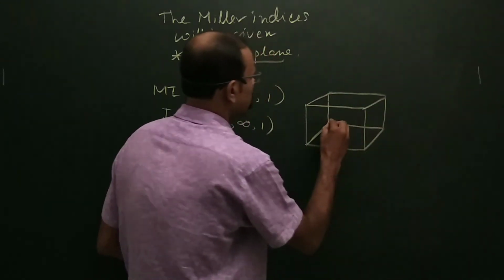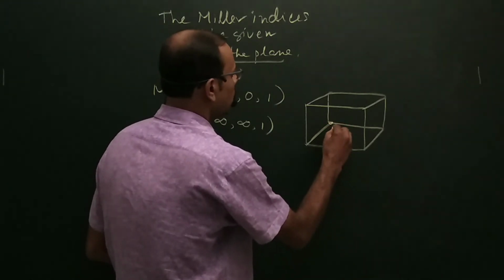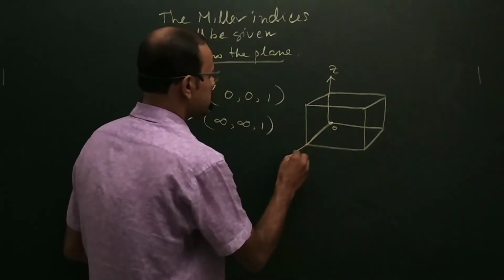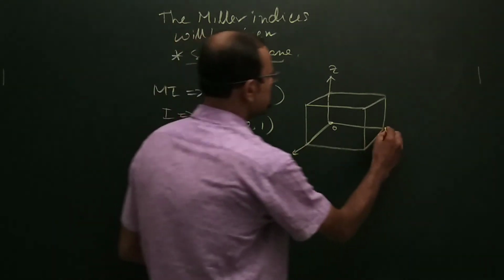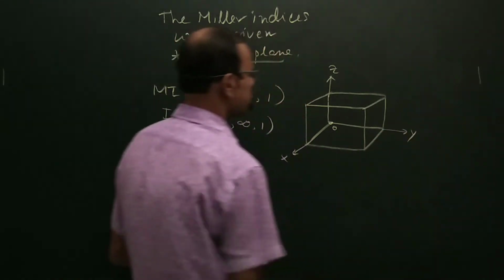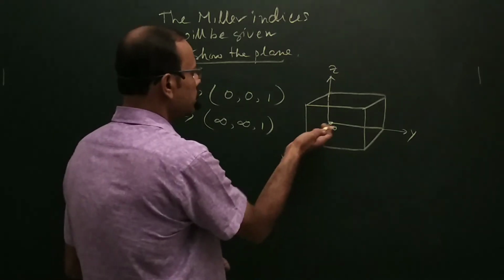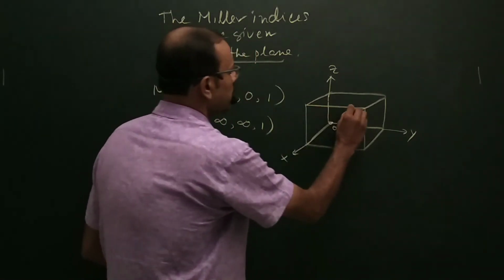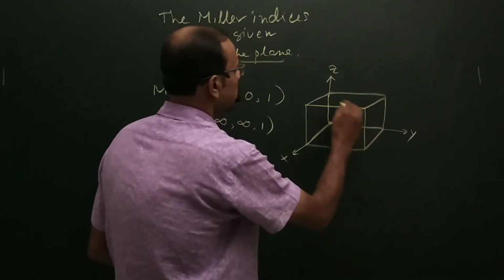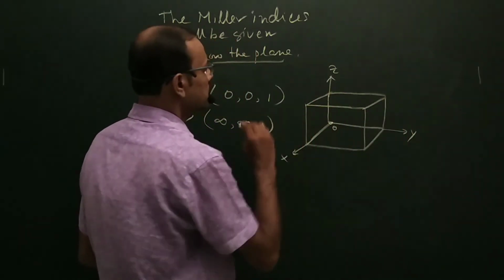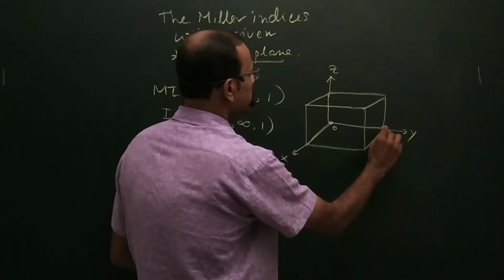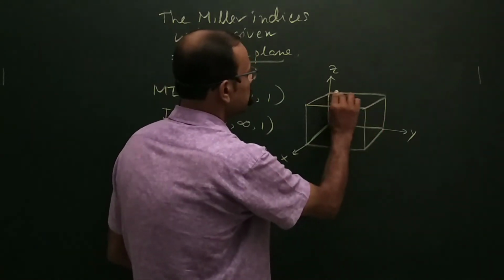I am taking this as origin O, this is Z axis, this is x axis, and this is a y axis. So the plane is parallel to x axis. Parallel to x axis means it may be this one, it may be this one, it may be this one, it may be this one. Okay? Parallel to y axis means it may be this one, it may be this one.